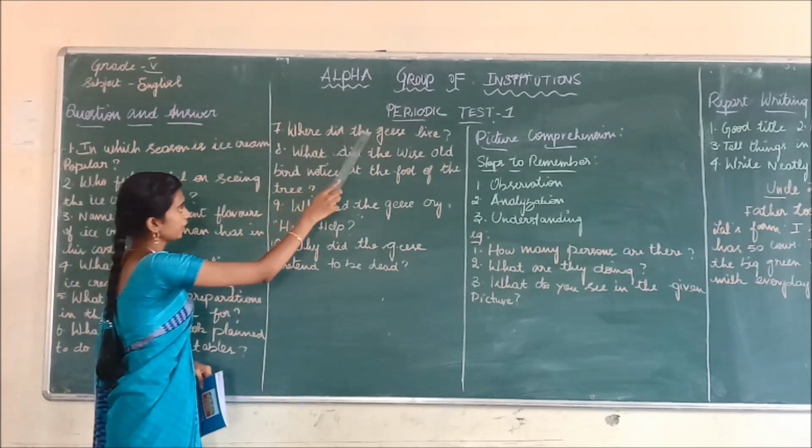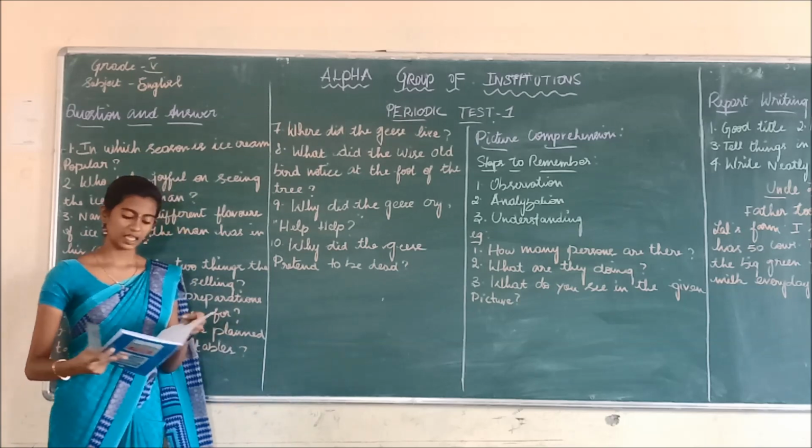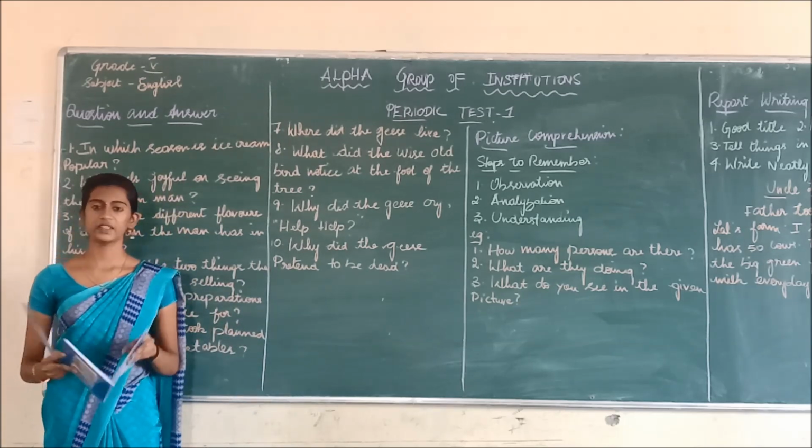Seventh question. Where did the geese live? The geese lived at the top of the tall tree.